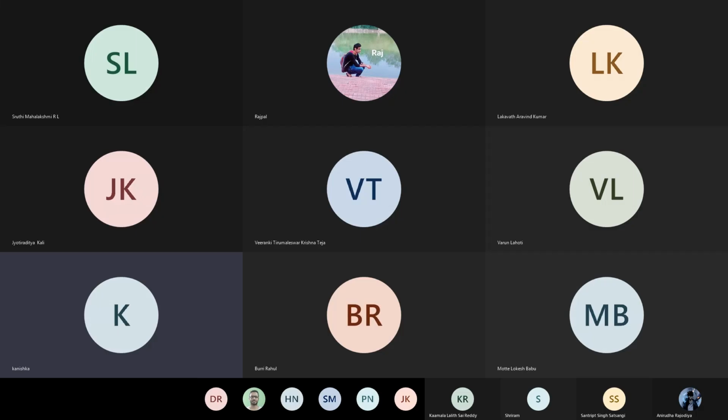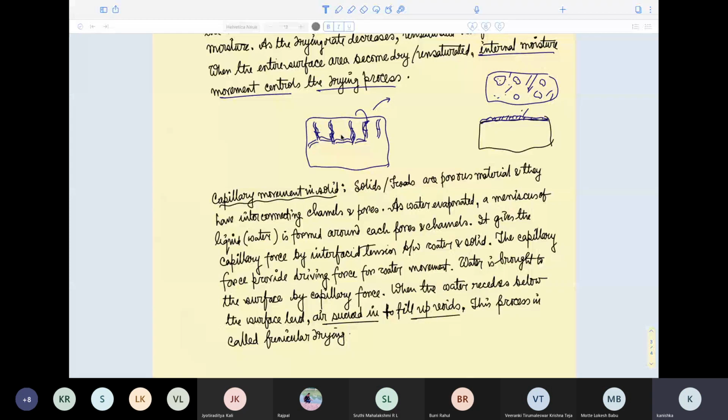Description of the drying region. Okay, so we have understood that when drying takes place from a food material, the rate of drying, that means the rate of moisture removal, doesn't remain constant during the whole drying process, and that is because of the presence of different nature of water within the food.